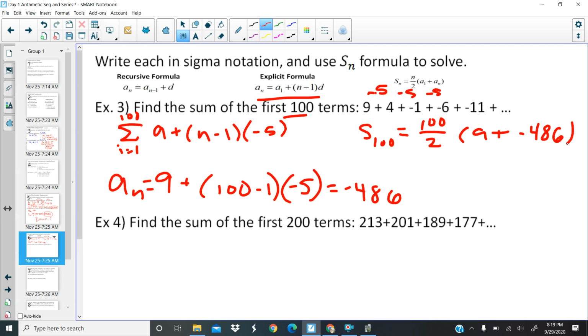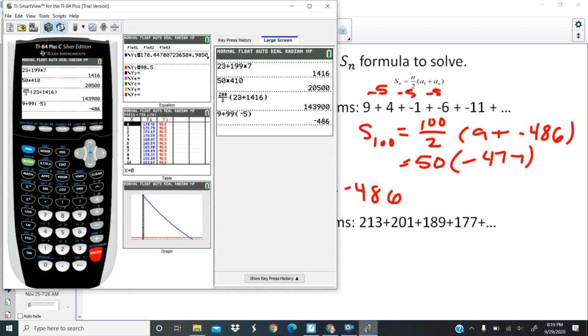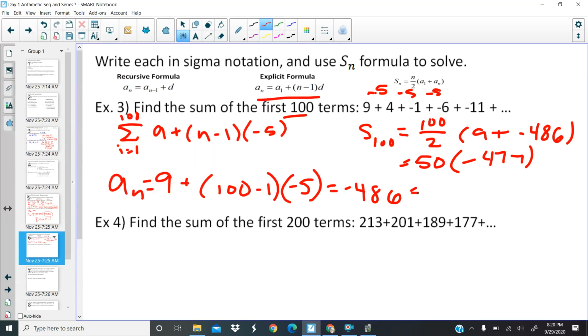So then I just need to finish solving that out. So 100 divided by 2 is going to be 50 times 9 plus negative 486, which I believe is negative 477. I'm going to type in the whole thing just to make sure. So then I just need to calculate that. So it's 50 times 9 plus negative 486, and you get negative 23,850. And then these are separate.